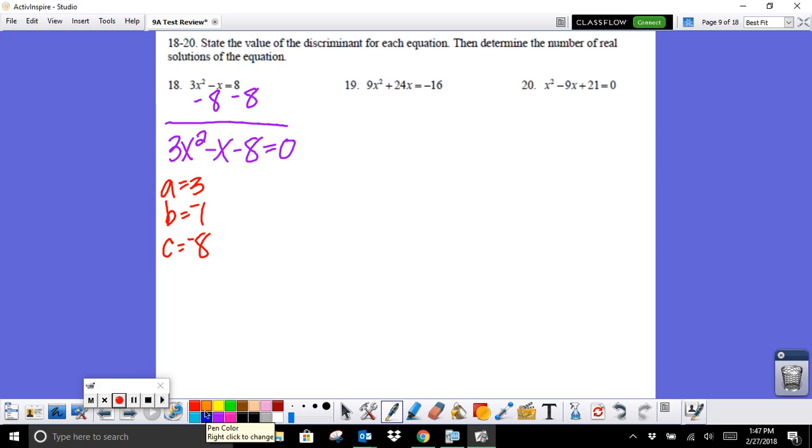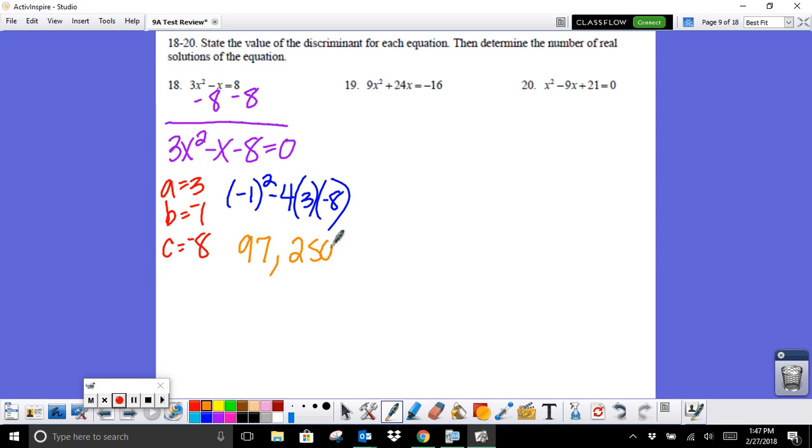All I have to do is plug into b squared minus 4ac. So it's going to be negative 1 squared minus 4 times a is 3 times c is negative 8. And I'm going to type that in my calculator, but I'm just going to tell y'all what it is. Okay, if I type that in, my discriminant ends up being 97. Because that is positive, that means I would have 2 solutions. All that is asking.